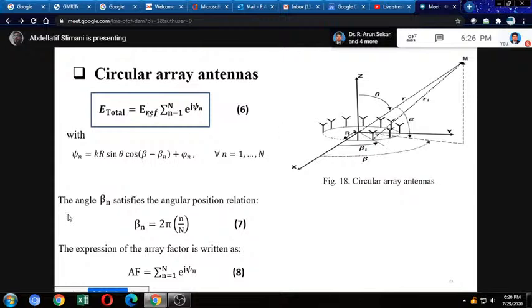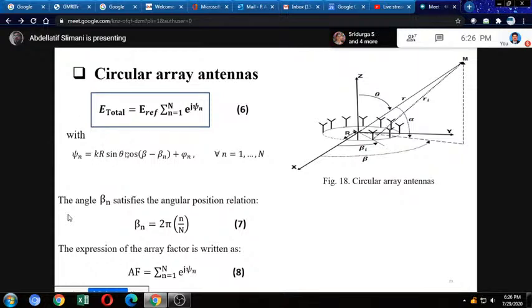So at the end, we can find that the total radiated field equals A as the reference, multiplied by a term Cn. Cn depends on k, the propagation constant, and r. Here we do not talk about inter-element distance, but about radius, because we talk about a circular array. r is the radius of our array antenna.